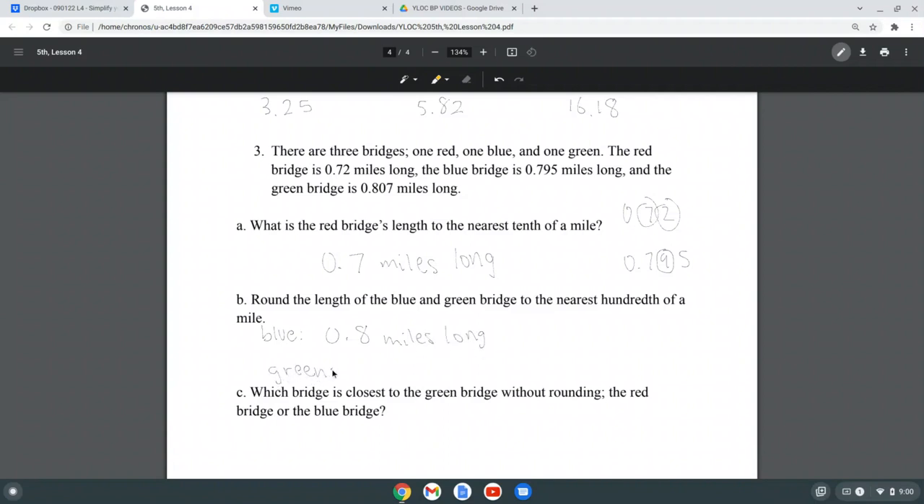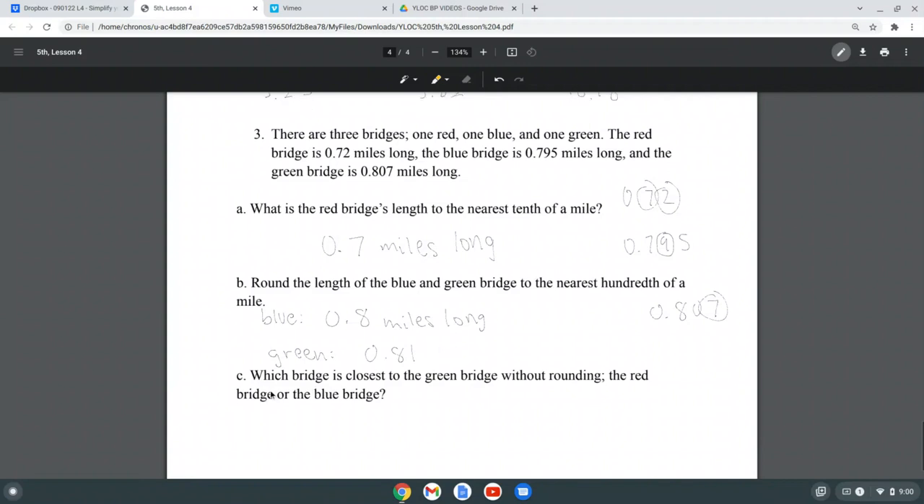And for the green is 0.807. We look at the thousandths. That'll be 0.8. So next, which bridge is closest to the green bridge without rounding? The red bridge or the blue bridge? So this is how long the green bridge is. Which one is longer? 72 and 795. 9 is bigger than, or greater than 2, so it'll be the blue bridge.